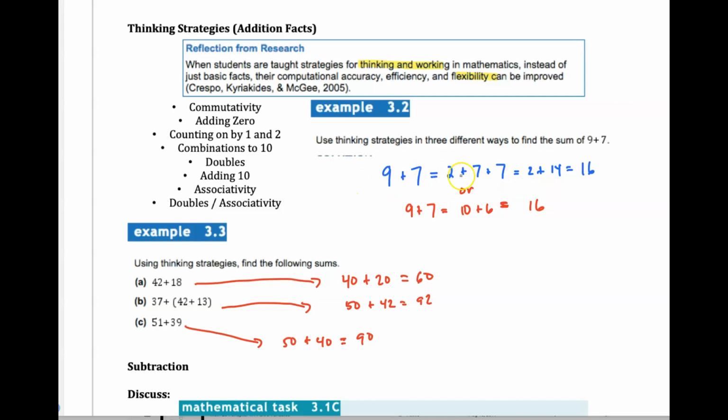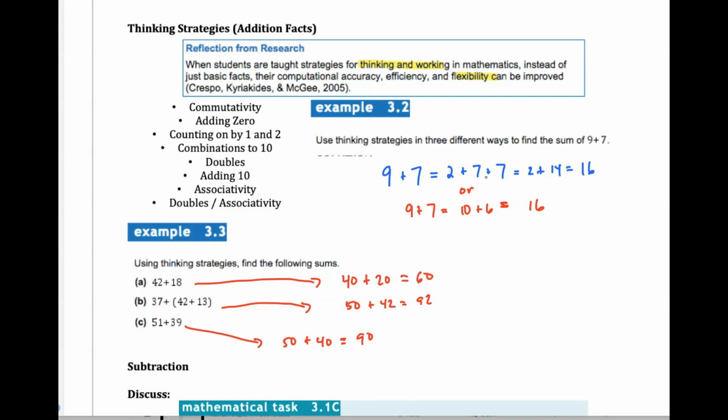The 9 is 2 plus 7, plus 7. You break up the 9 into 2 plus 7, and then you use doubles to know that, because students learn their doubles faster. That's 14, and then you get 2 plus 14.